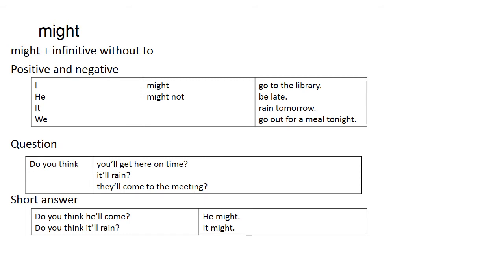The form of the sentence consists of may plus infinitive without to. And also we can say may is a modal auxiliary verb. The form of may is the same for all persons. The sentence, positive or negative, consists of the subject I, he, it, we, plus may or may not, and then the infinitive without to, and then continue the sentence.